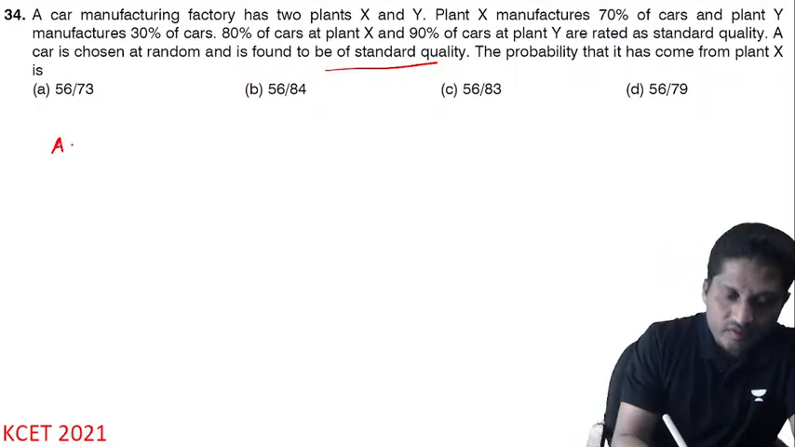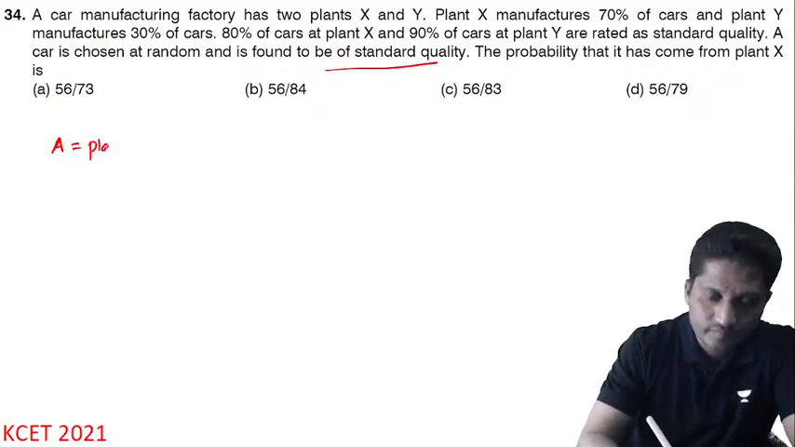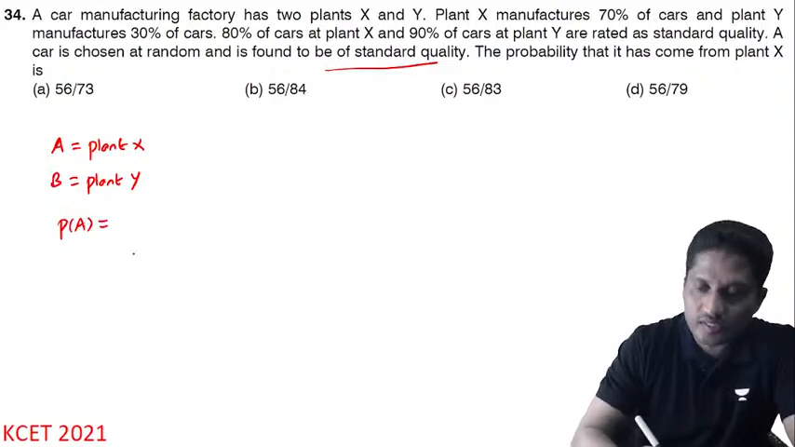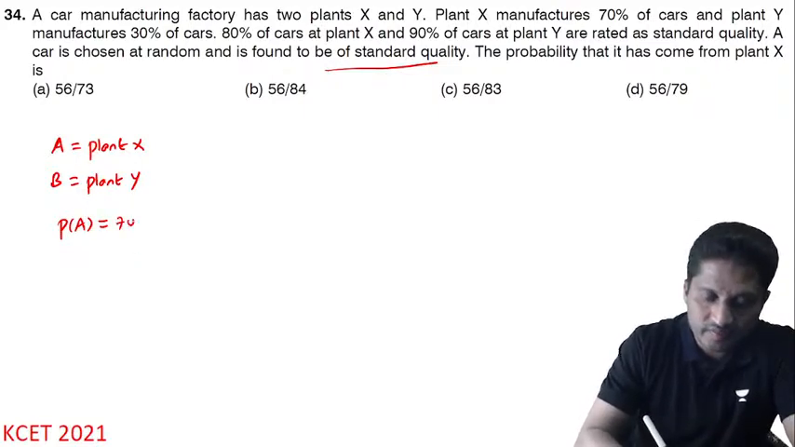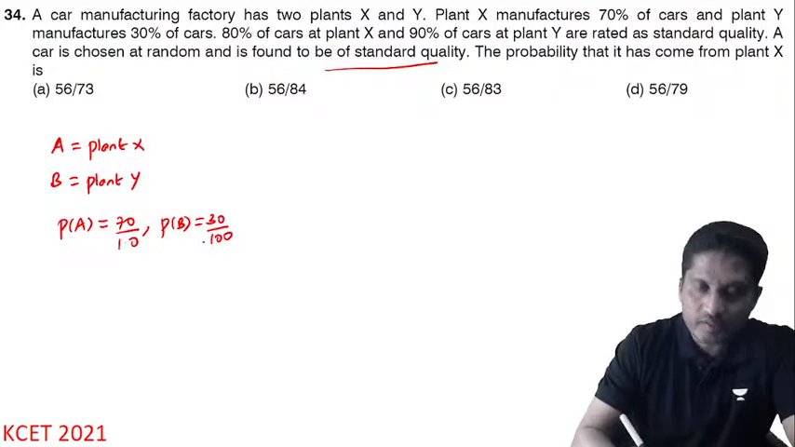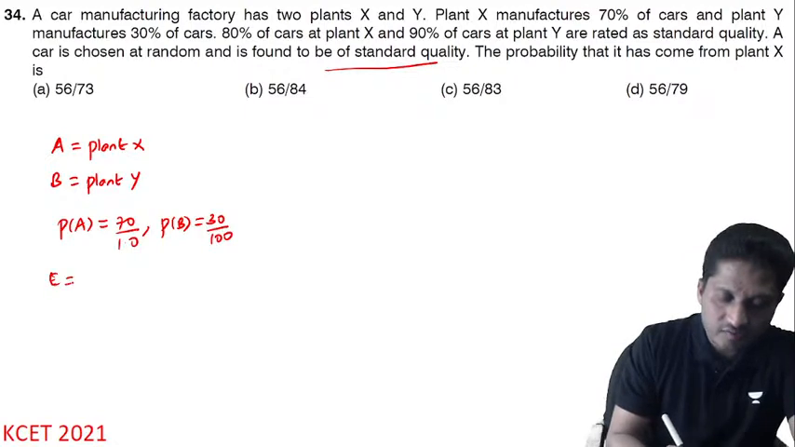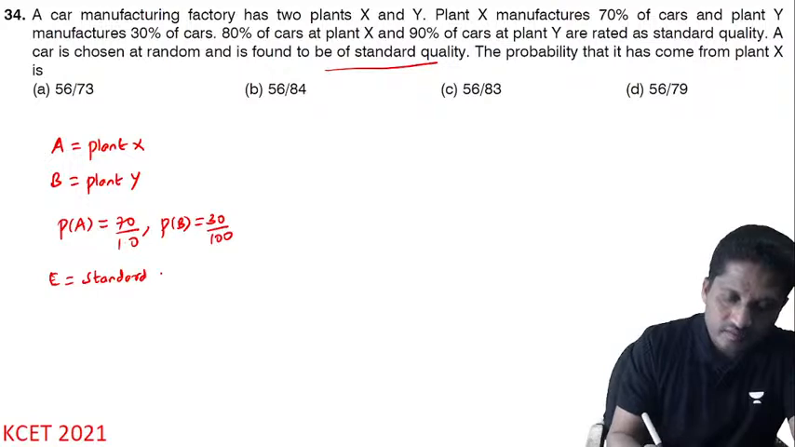Capital A is equal to event of choosing a car produced by plant X. And B is equal to event of choosing a car produced by plant Y. Now P of A is equal to producing a car from plant X is 70%, that is 70 by 100, and P of B is equal to producing a car from plant Y is 30 by 100. Now I have to choose E is equal to event of selecting a car of standard quality. This is standard quality.